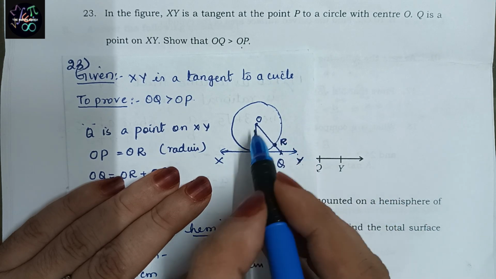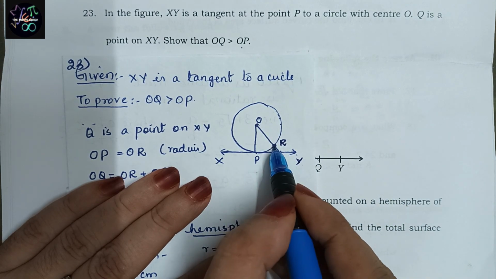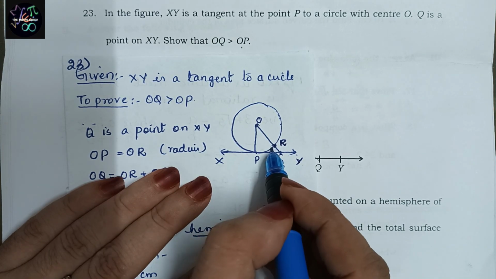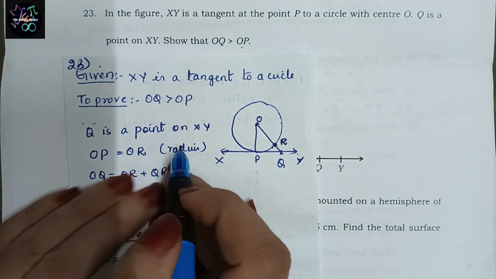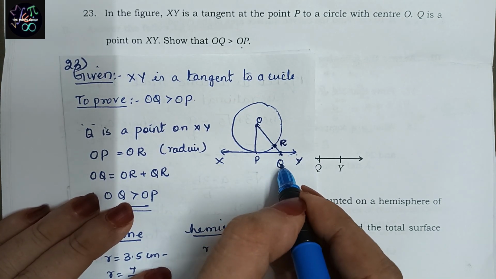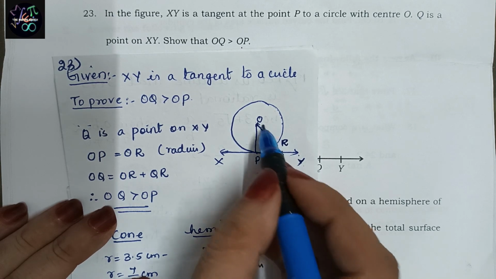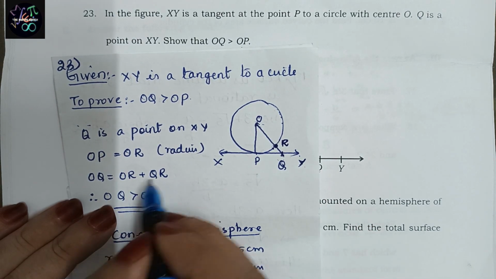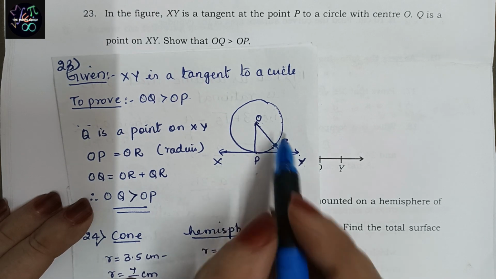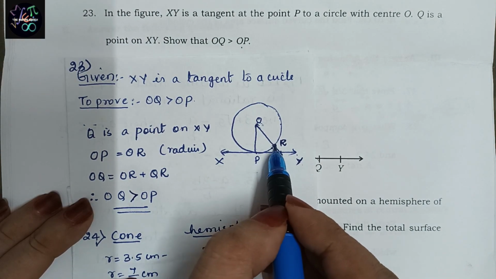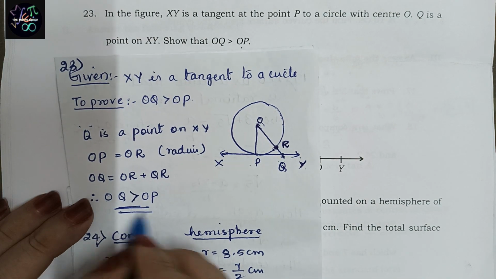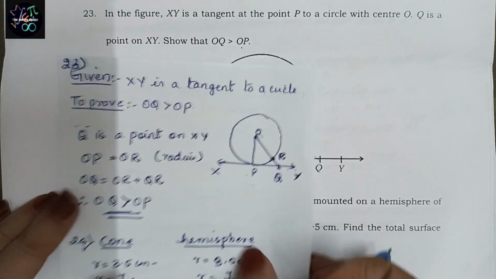Now see here, OP is equal to OR. Why are they equal? OP is equal to OR because they are the radius of the same circle. In the same way, OQ is equal to OR plus RQ, right? That means automatically we can understand that OQ is greater than OP, because OP and OR are the same. This we have proved. Let us see question number 24.